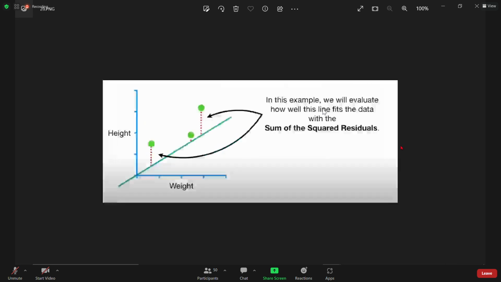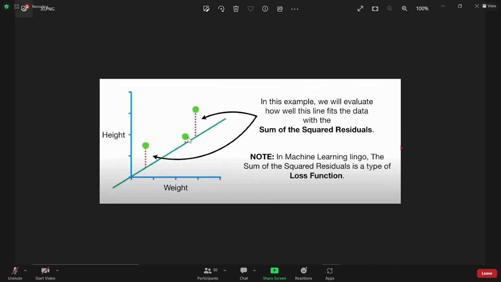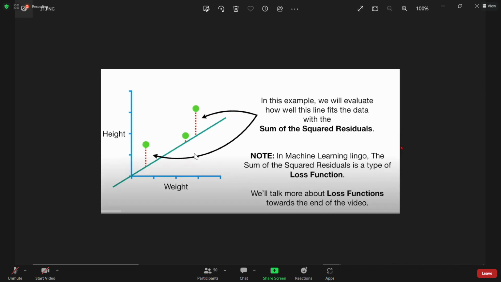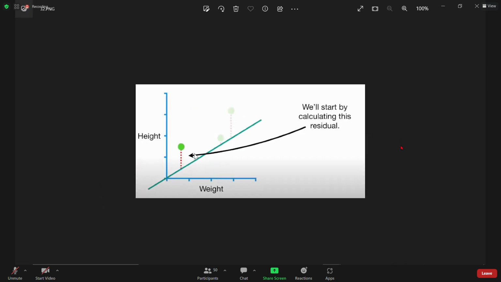Next one. So what exactly happened? We have 3 actual data points. When we fit the line, we also get predicted points. So in this case, we need to compute the sum of square residuals. What do we compute? The sum of square residuals.